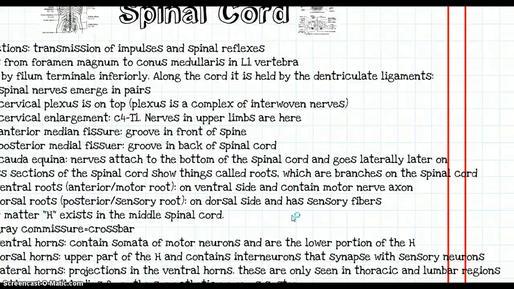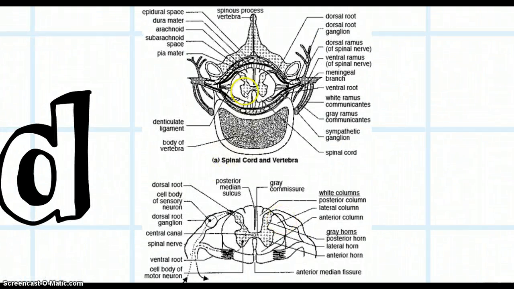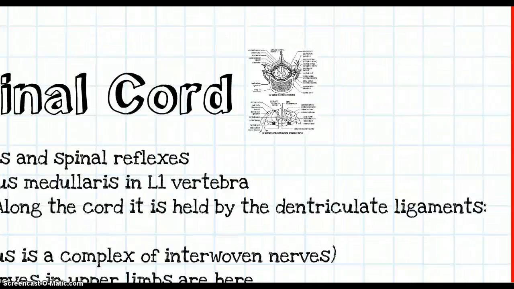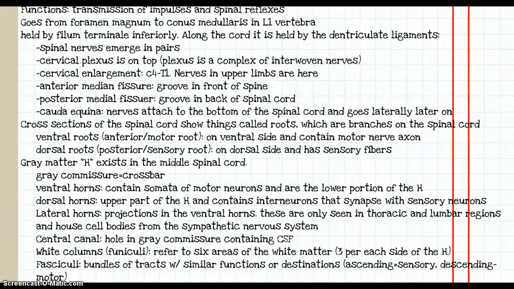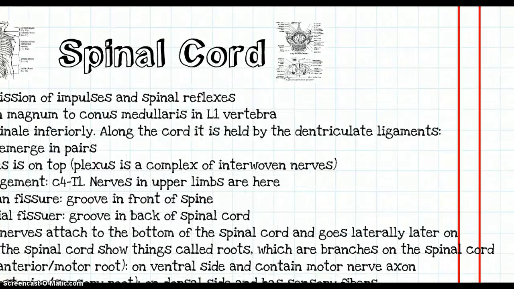So gray matter is found in an H, so you see this H right here in the spinal cord. So the gray commissure is the crossbar of the H. The ventral horns, these contain somata of motor neurons in the lower portion of the H. And then the lateral horns, those are projections in the ventral horns, and these are only seen in thoracic and lumbar regions. These house cell bodies from the sympathetic nervous system. Then there's the central canal, which is a hole in the gray commissure containing cerebrospinal fluid. Oh, I forgot to mention dorsal horns, which are the upper part.